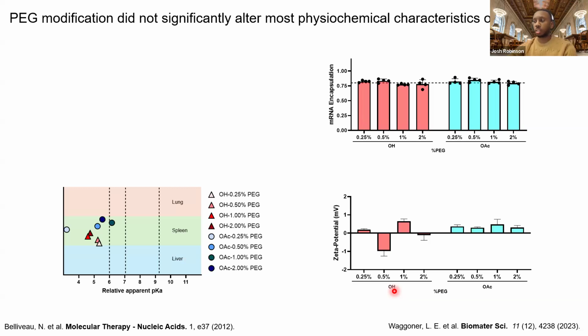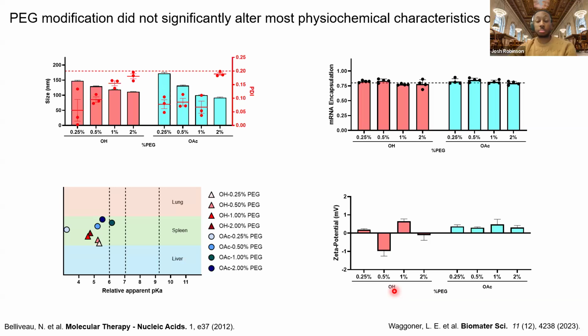So for the most part, it didn't really alter anything. Encapsulation stays about the same across the board. pKa is changed some, but it's still around that spleen targeting range. And zeta potential is still fairly neutral. However, previous data from other groups had shown that if you change the PEG content, you see a size change. And what's really nice is that we did see that. We saw that as you increase PEG, you decrease the size across the board. So that was really nice to see there.